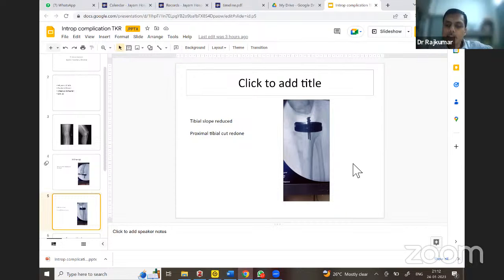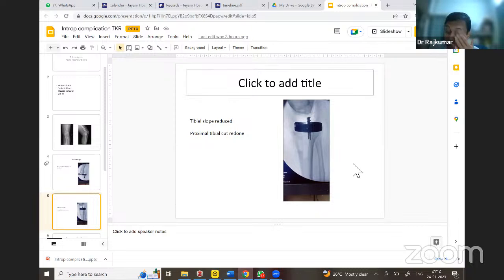The problem with this tray, it's not a problem, actually. This is an anatomical tray. It's an asymmetrical tray. The tray in PFC is a symmetrical one, so you can rotate here and there and somehow put it in. Here, this is asymmetrical, so you cannot rotate it too much either. So you have to be a little careful.